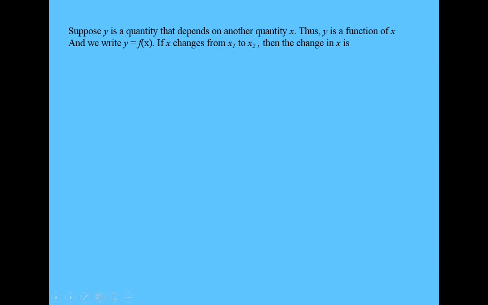Other rates of change. Suppose y is a quantity that depends on another quantity x. Thus y is a function of x, and we write y equals f of x. If x changes from x sub 1 to x sub 2, then the change in x, remember delta x means the change in x, we just take x sub 2 minus x sub 1.